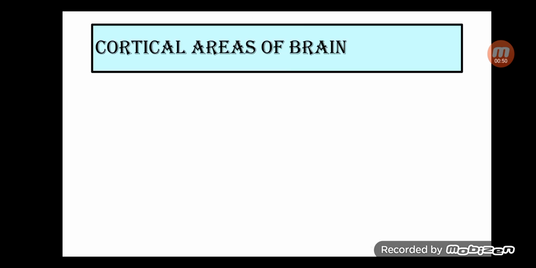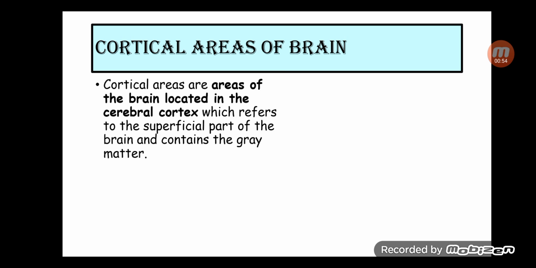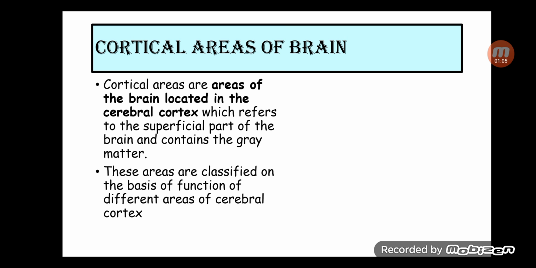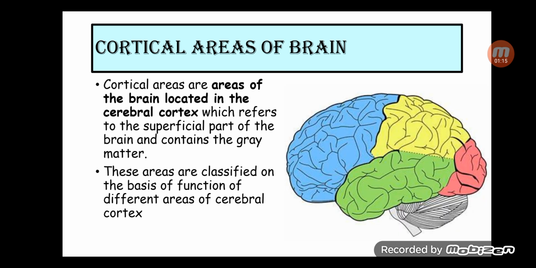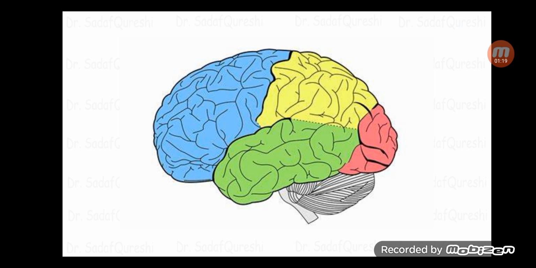So, starting the concept of cortical areas of brain, we first need to understand what the cortical areas of brain are. Cortical areas are areas of brain located in the cerebral cortex, which refers to the superficial part of brain, and it contains gray matter. These areas are classified on the basis of function, as different parts of cortical regions of cerebrum perform different functions or are related to different functions. So that's actually the functional classification of cerebrum or cerebral cortex.